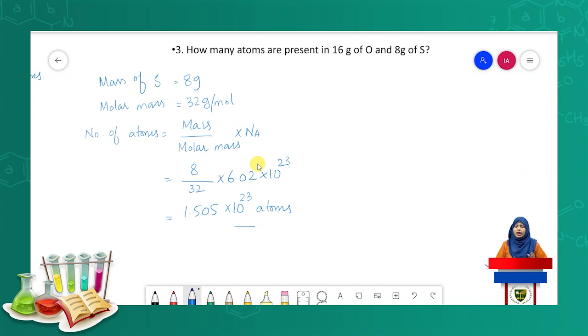And if number of atoms are given but you have to calculate the mass of a substance, you can easily figure it out by the same formula. You just have to rearrange the positions of the values. Now let's move to our numerical number 4.